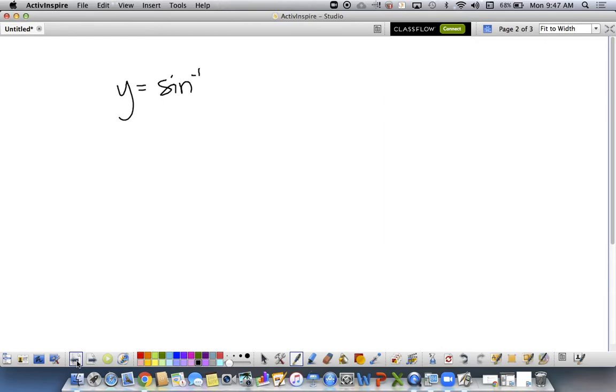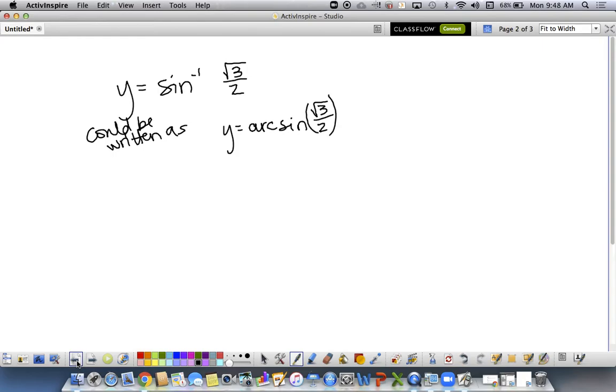The square root of 3 over 2. Actually put it into a problem, okay? And in this case, what in the world does this mean? This also could be written as y equals arc sine square root of 3 over 2. Sometimes they'll put it in parentheses and sometimes they won't. Okay, these two things mean the same thing, remember?